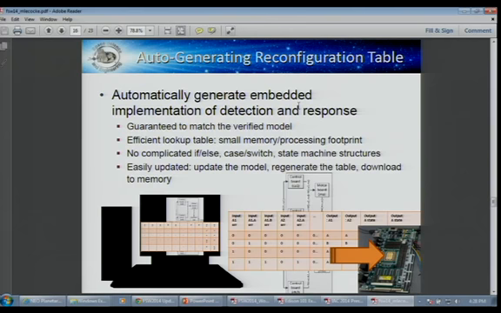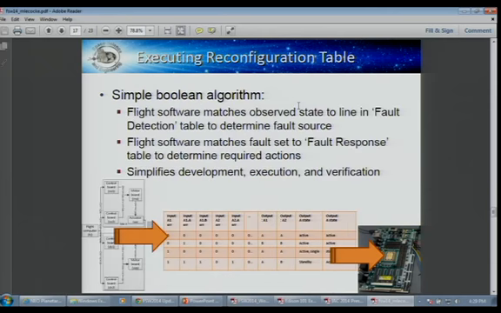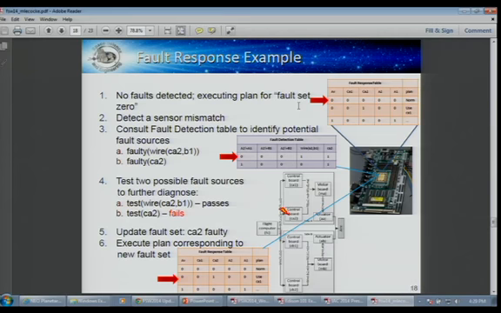So it's much simpler. It also simplifies verification. If I can prove that these tables match the verified model, I've got that part covered. Now I have to prove that my algorithms running the table are correct. But it's much simpler than verifying 423-something fault tolerance methods. So I kind of said that already.